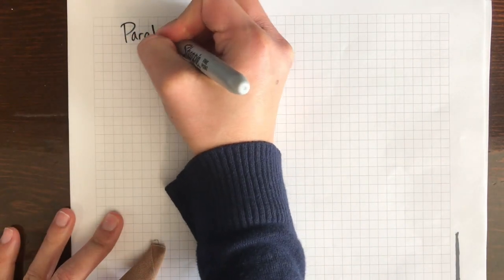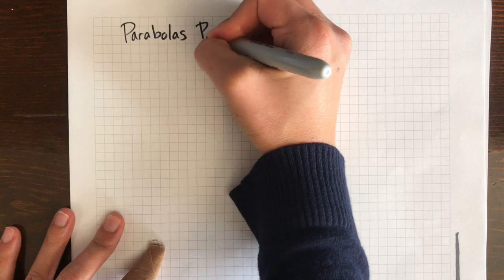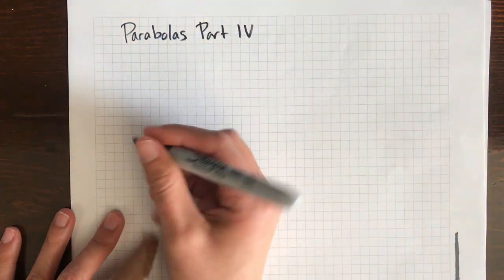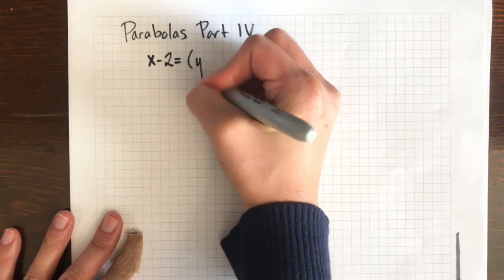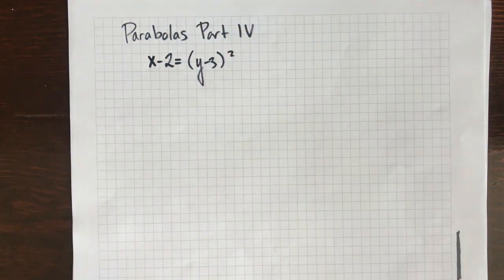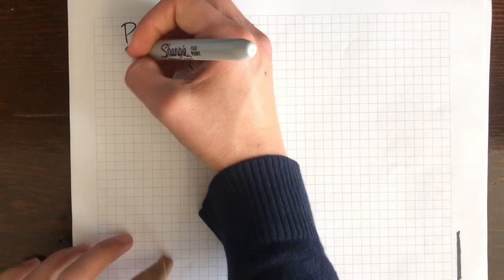This is a very quick first video on parabolas, part 4. There's going to be a second video that's much longer that you should also watch concerning this topic. So we're going to talk about an equation that looks like this: x minus 2 is equal to (y minus 3) squared.